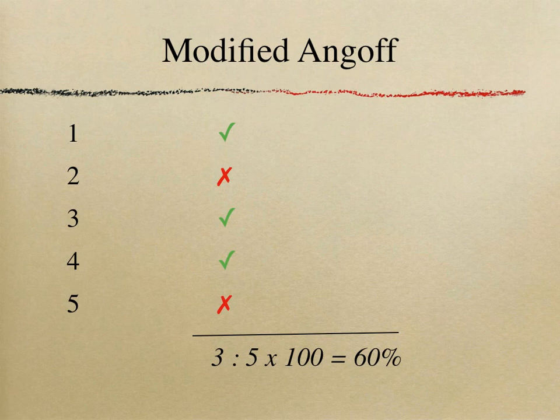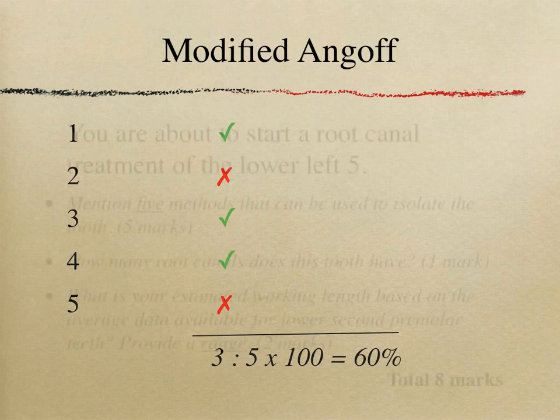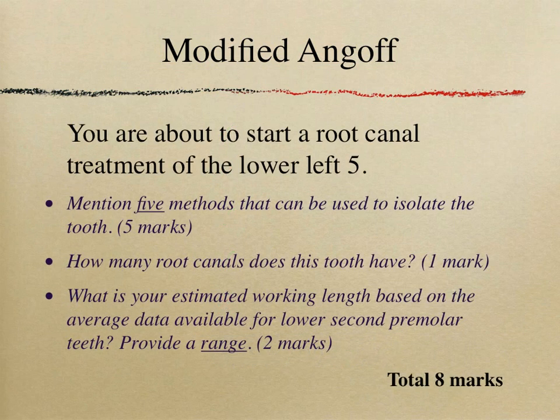If you look at the paper of 5 items of MCQ, you can, however, implement this for other examination or assessment types. For example, here is a short answer question item, and let's have a look at this. You're about to start a root canal treatment for a lower left 5. Mention 5 methods that can be used to isolate the tooth. How many root canals does this tooth have, and what is your estimated working length based on average data available?